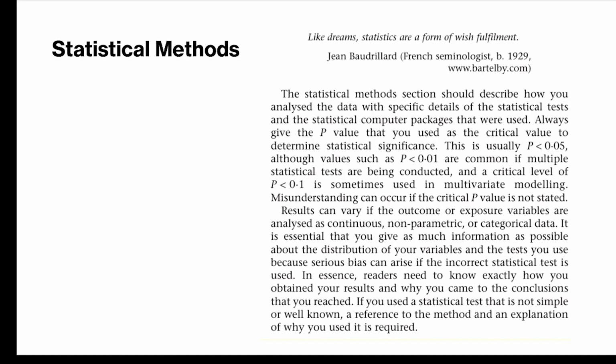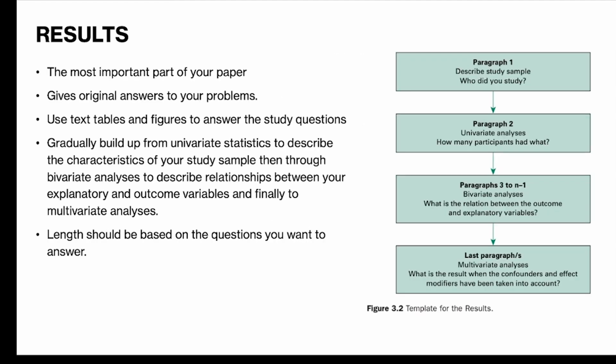Okay, and you also talk about statistical methods. The statistical methods section should describe how you analyzed the data, with specific details of the statistical tests and statistical computer packages that were used. Always give the p-value. Don't forget that you use the critical value to determine statistical significance. This is usually 0.05, although values such as 0.01 are common for tests in the medical field. The lower it is, like 0.01, the higher the accuracy is.